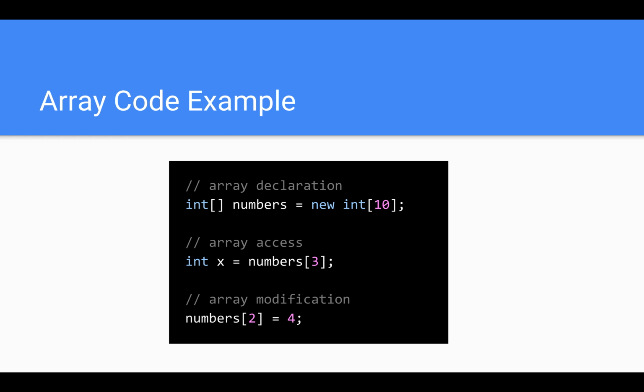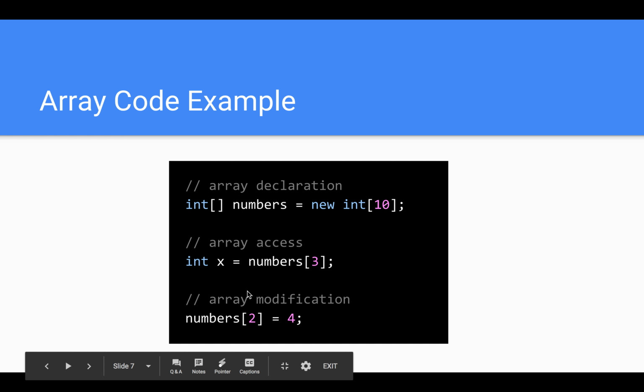A code example. So declaration looks like this: int, square brackets, the name of the variable, so numbers, equals new, variable type, square bracket, the length of the array, and then a second square bracket. So this creates an array called numbers of length 10. Access looks like int x equals numbers and then square brackets to get the value at index 3, so at the 4th position in the array.